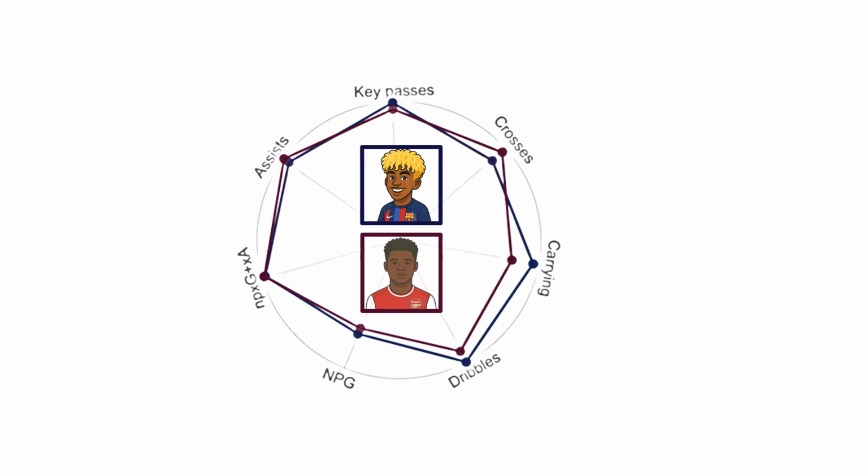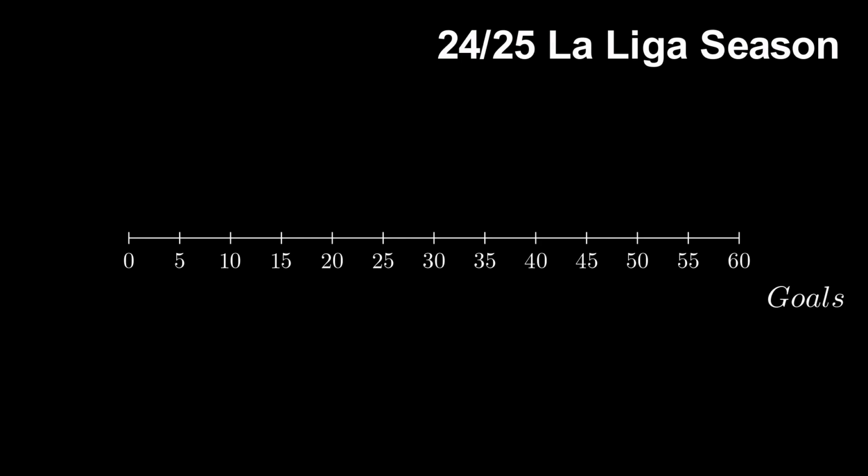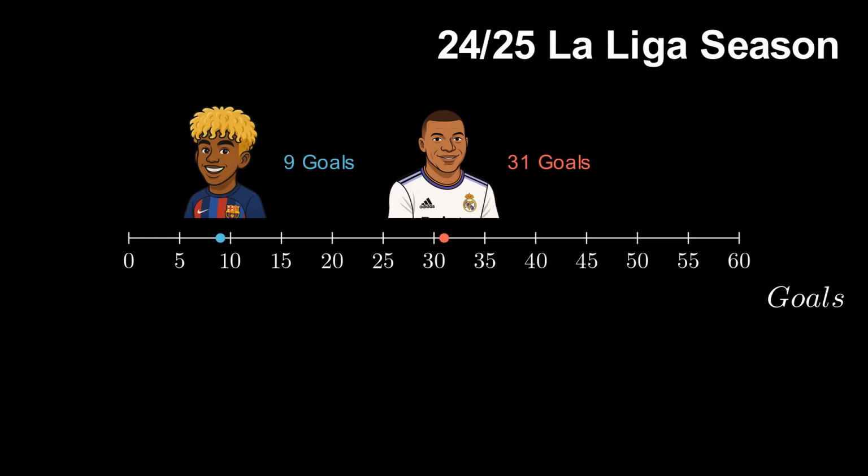Though we will want to compare them across several metrics, let's start with just one to build our intuition. Let's say we want to compare players based on the number of goals that they have scored. We can visualize how similar players are in terms of this metric by plotting their goal values on the number line. Looking at the 24-25 La Liga season, for example, we see that Lamine Yamal had 9 goals while Mbappe had 31. The total number of goals, though, doesn't create a fair comparison.